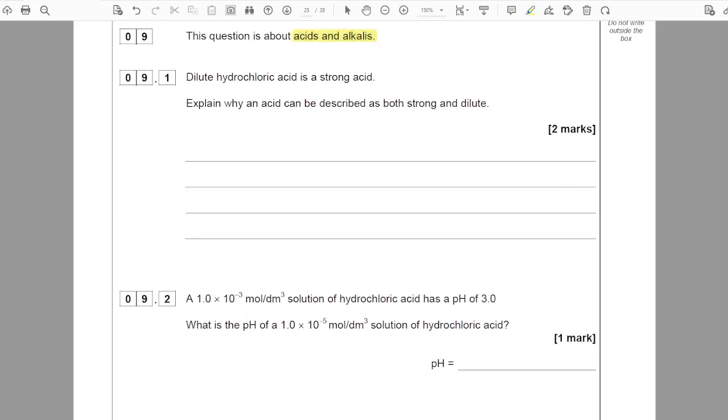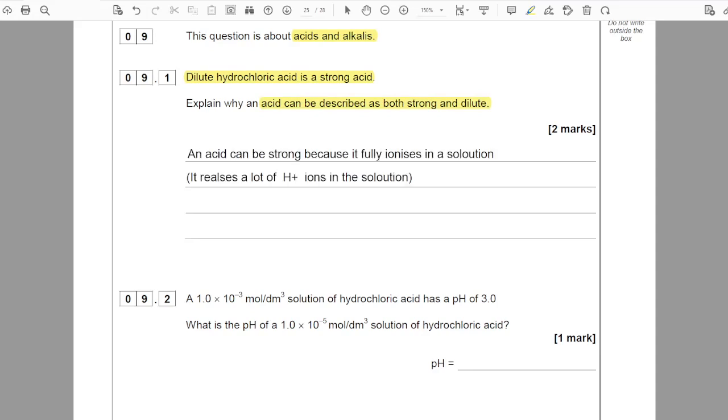Question 9 is about acids and alkalis. Dilute hydrochloric acid is a strong acid. Explain why an acid can be described as both strong and dilute. What makes an acid stronger is dependent on how much of the acid is ionized in water. So if an acid is fully ionized in water, it would be very strong.